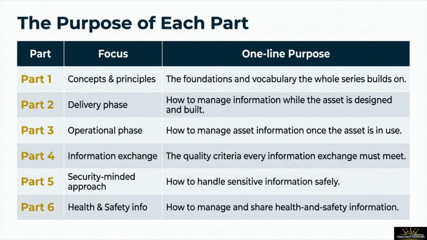Moving down, Part 4 isolates information exchange, establishing the strict quality criteria and automated validation rules that every transaction must pass. Part 5 addresses the security-minded approach, outlining the precise security protocols required to handle sensitive data safely without exposing critical assets to cyber or physical threats. Finally, Part 6 targets health and safety information, mandating how teams must systematically share risk data to protect human lives across the asset lifecycle. Let's examine the timeline of how these standards were officially published.